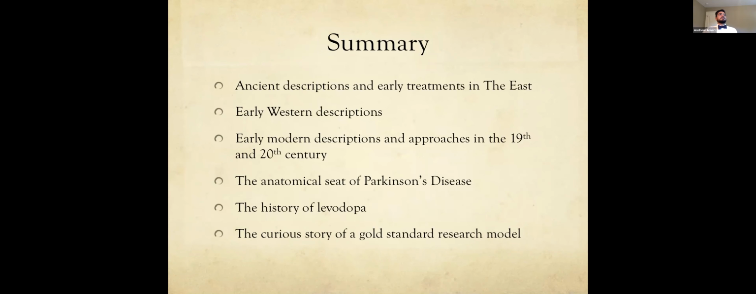So a quick overview of what we're going to be talking about. I'll be talking about ancient descriptions and early treatments in the East, early Western descriptions, followed by early modern descriptions and approaches in the 19th and 20th centuries, the anatomical seat of Parkinson's disease and the discovery of the substantia nigra, the history of levodopa, and I'll end with a curious story that led to a gold standard research model.